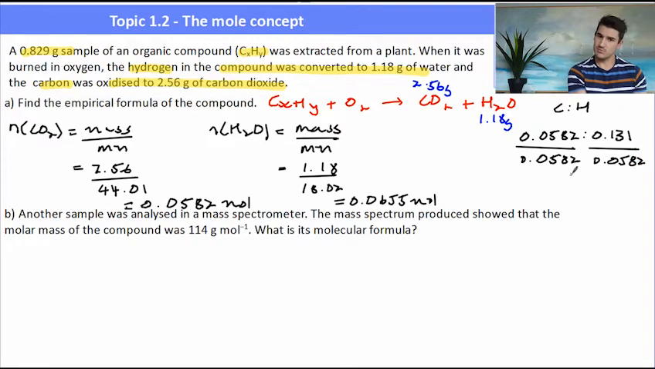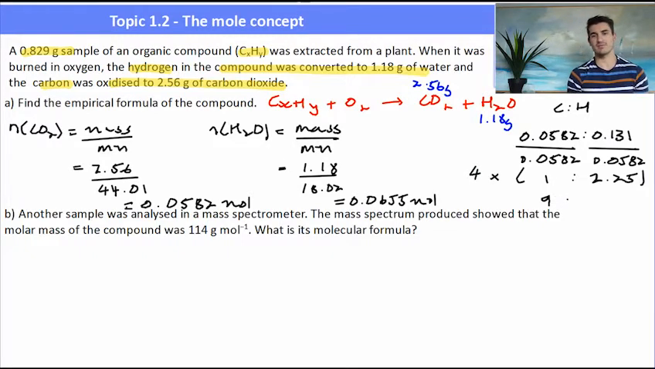Now we have to simplify the value by dividing by the smallest number, which gives us our ratio, which is 1 to 2.25. Now that's not a nice even number, 2.25. So what do you think we have to do here? We have to multiply it to get it to a whole number.